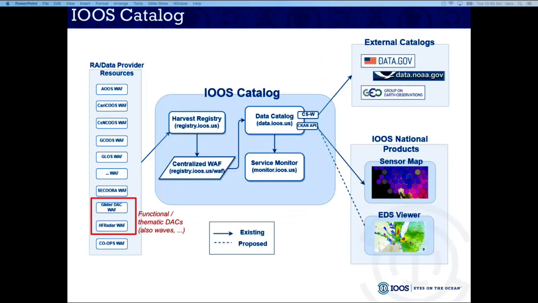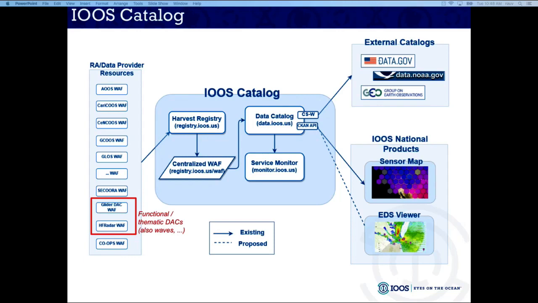This is another somewhat more detailed view of that IOOS catalog. On the left, you have a listing of potential providers, the multiple regional associations. I guess one thing that's not, well, maybe at the end it's listed, all the individual national agencies are individual providers as well that may have a wealth of data from their monitoring program. And I've highlighted in red resources that are another aspect of IOOS.